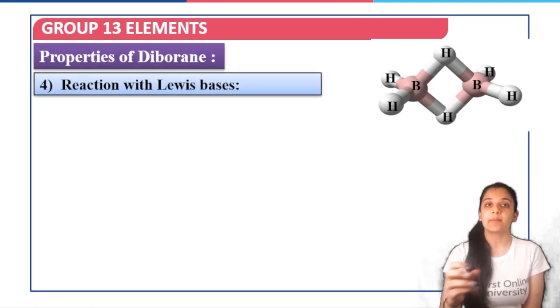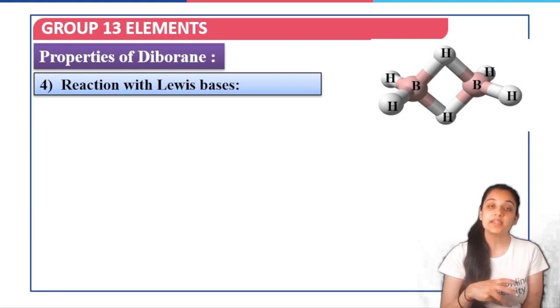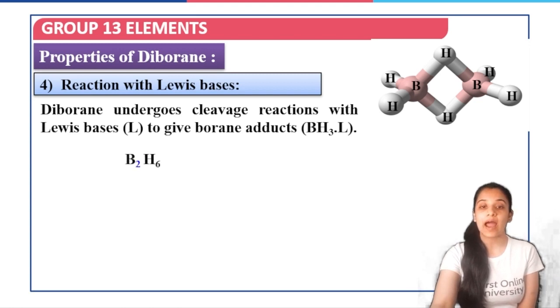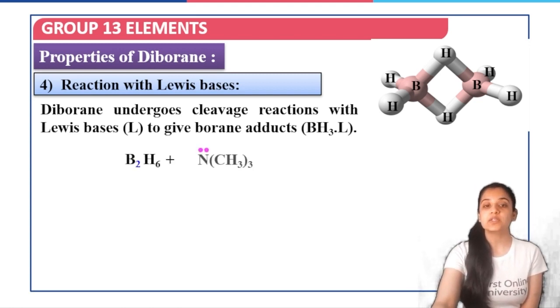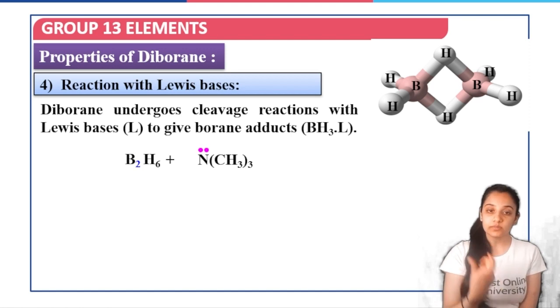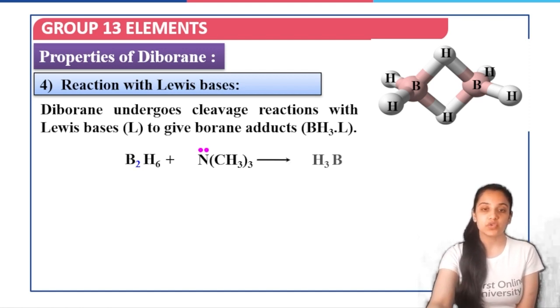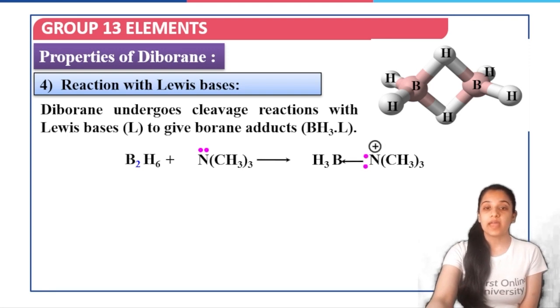Now, because diborane, as we have already seen, is electron deficient, that means it is a Lewis acid. So it is going to react with Lewis bases. That is, diborane undergoes cleavage reactions with Lewis bases to form borane adducts. That is, B2H6 will react with, say, trimethylamine, which is a Lewis base, to give this borane adduct.